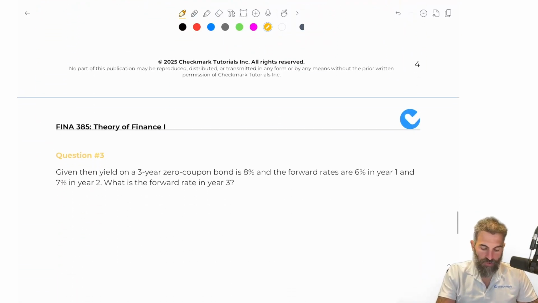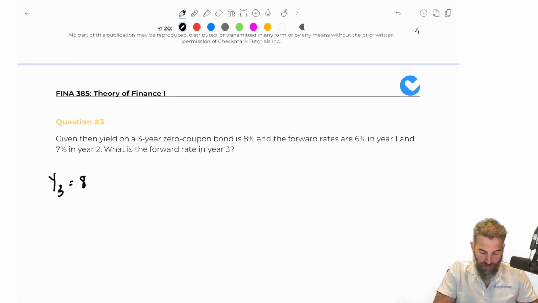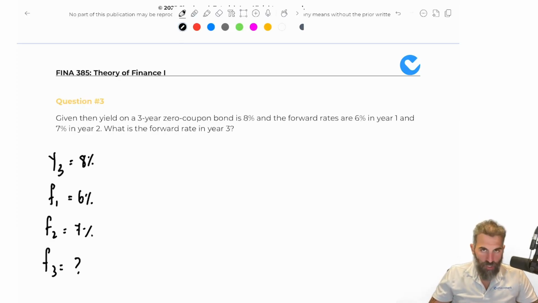Okay, let's do another exercise. This one is similar, but you'll notice a difference. Given the yield on a 3-year zero coupon bond is 8%, so that's the same thing. The forward rates are 6% in year 1, so F1 is 6%, and the forward rate in year 2 is 7%. What is the forward rate in year 3? So this looks like the exact same question, right?